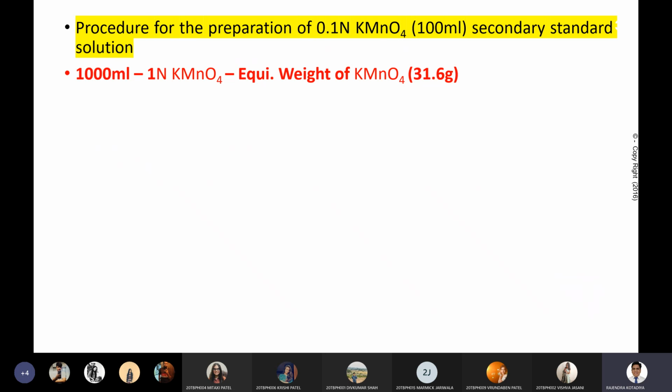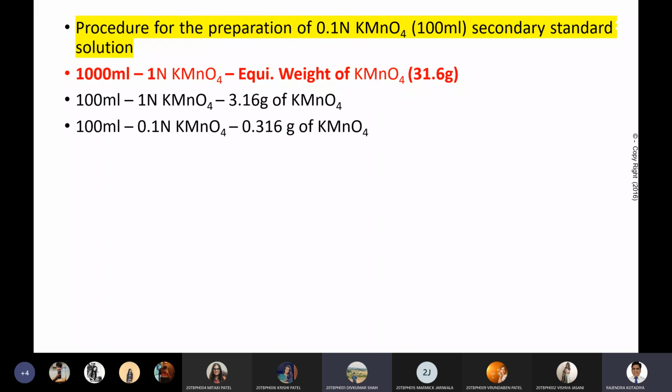Our aim is to prepare 100 ml of 0.1 normal KMnO4. So we'll take it one by one. If it is given for 1000 ml, for 100 ml it must be 3.16 gram, just one digit less. Now what will be the value of KMnO4 in 100 ml of 0.1 normal KMnO4 solution? 0.316 gram. Yes. For 100 ml of 0.1 normal KMnO4 solution, we need to weigh 0.316 gram of KMnO4.